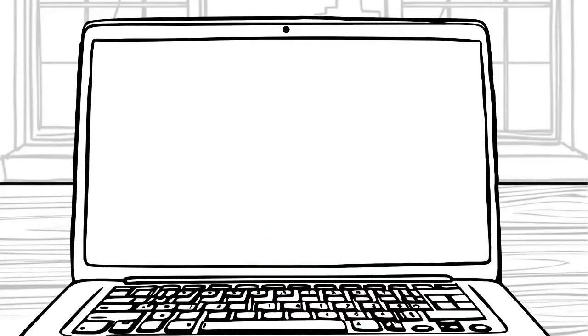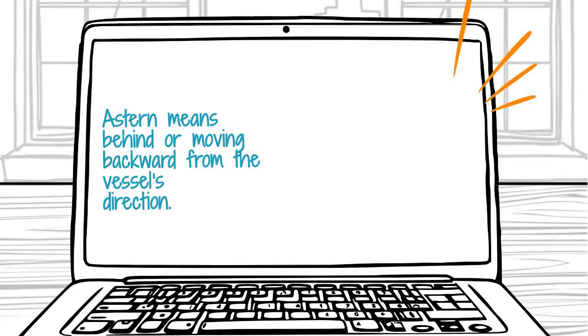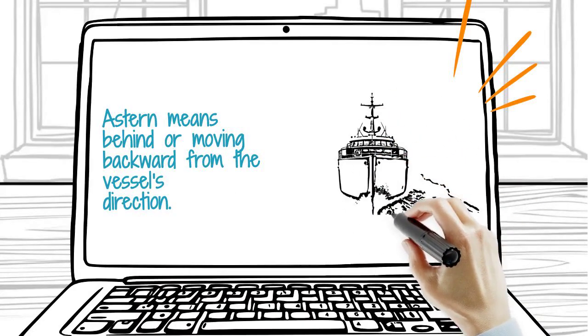Astern, 1. Behind a vessel. 2. Backward, in a reverse direction. If a vessel moves backwards, it is said to move astern, opposite to ahead.